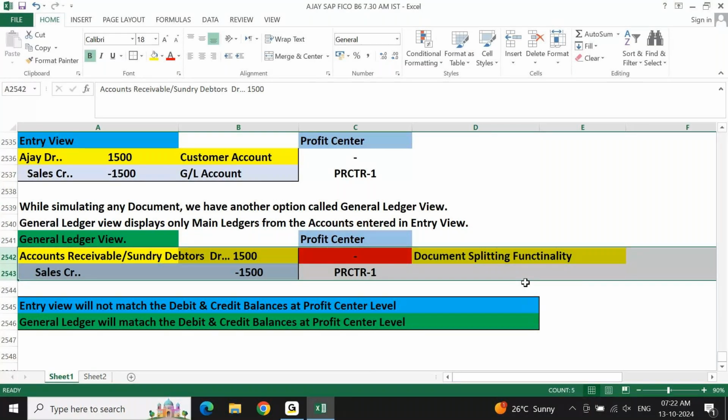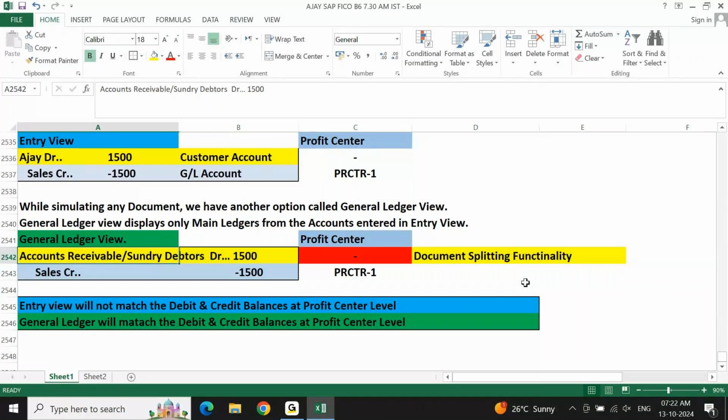Does not mean that the other term is incorrect. That is also correct. But based on the situation, based on the scenario, that is not appropriate there. In some places, we have to strictly follow the terminology. We have to strictly tell the same information there. Now here, the system is going to use one document splitting method to bring the profit center here.